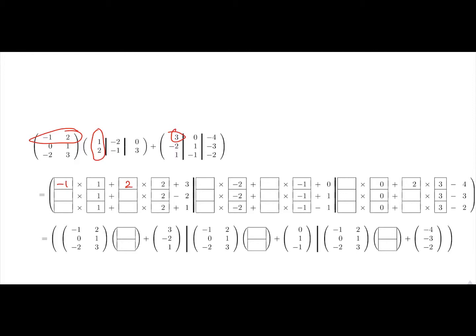And then you move on and you say it's the first row with the second column, so you get minus 1 times minus 2 plus 2 times minus 1, and that has to be added to 0. And if you continue in that fashion, you can fill out this worksheet. You get a minus 1 here, and then you get 0 times 1 plus 1 times 2, which is added to minus 2, and then you get 0 times minus 2 plus 1 times minus 1 added to 1, and you just keep doing that.